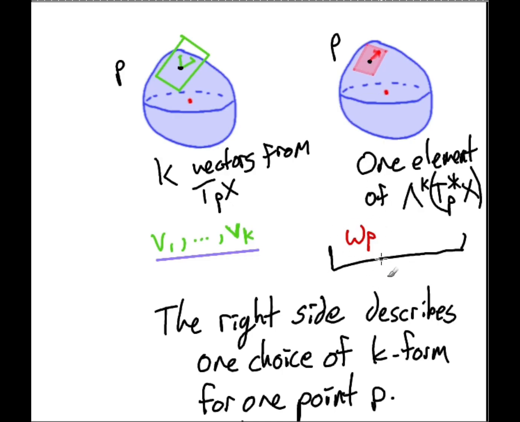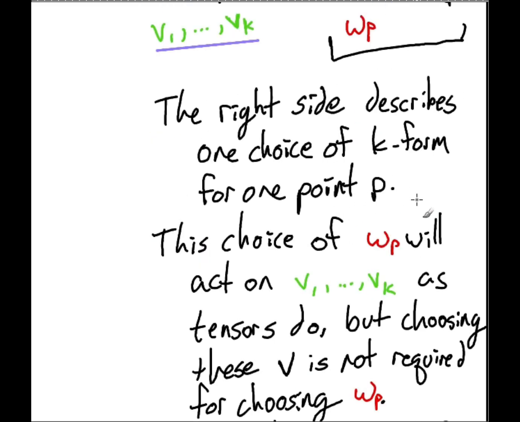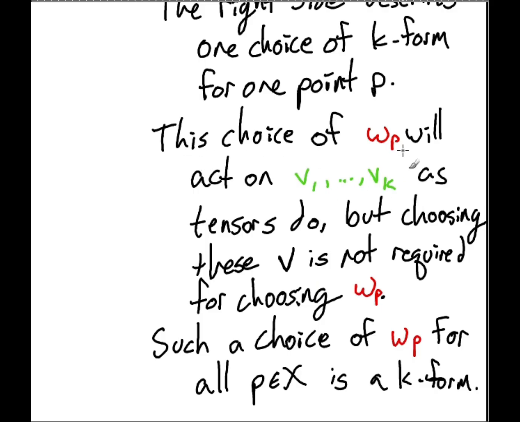If I take this form and I feed it these k vectors, it's going to output a real number. And that's why I spent the time to describe these k vectors coming from the tangent space, because this is the space that this form eats things from. So for the k-form defined on the entire manifold, we're going to have this omega sub P for every point, and for every one of these points, if we had vectors associated to those points, it would eat those vectors. That is our choice. The choice of omega sub P acts on these vectors because that's what tensors do.